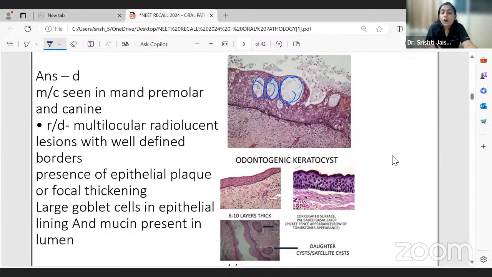Along with this, we see hobnail appearance in the glandular odontogenic cyst. The most common site is the mandibular premolar or the canine, which says that it is most commonly seen towards the anterior. Radiographically, it is seen as multilocular radiolucency.